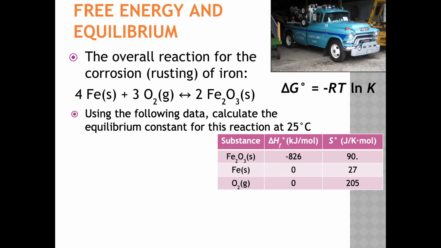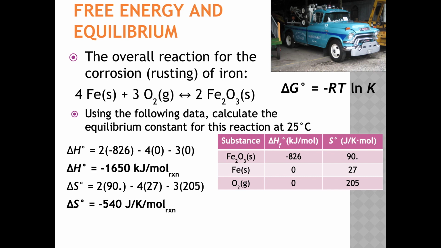So here's something else we can do with this equation that relates the standard free energy change with the equilibrium constant. We can calculate an equilibrium constant from thermodynamic quantities. So let's look at this rusting of iron reaction and determine an equilibrium constant from the given enthalpies and entropies. Using the sum of the products minus the sum of the reactants equations for both delta H and for delta S, we end up with these results.